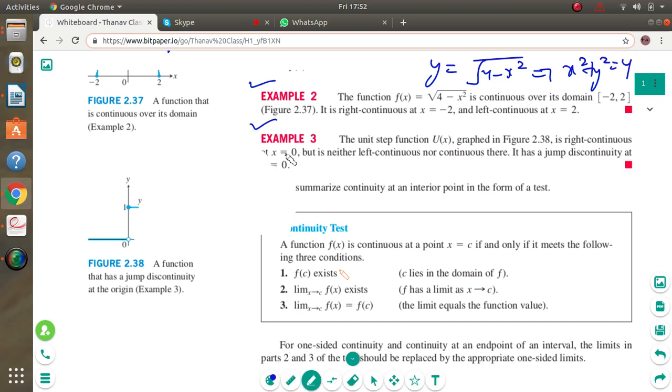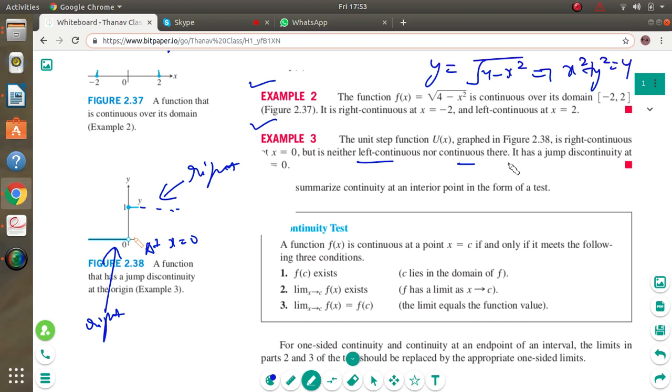example 3. Here we have the unit step function u(x), which is right continuous at x equal to 0, at this point. I'm just talking about this one here. Right continuous, but neither left continuous nor continuous there. I mean, how can we say that at x equal to 0 it is right continuous but neither left continuous nor continuous? Can you tell that? And what is meant by a jump discontinuity?